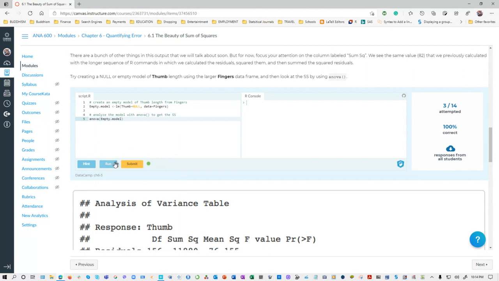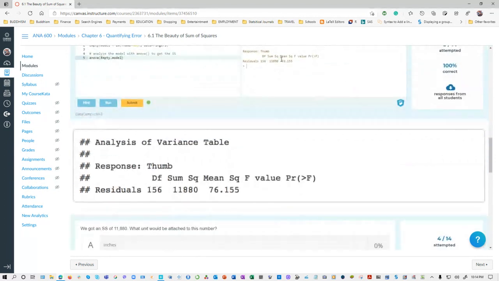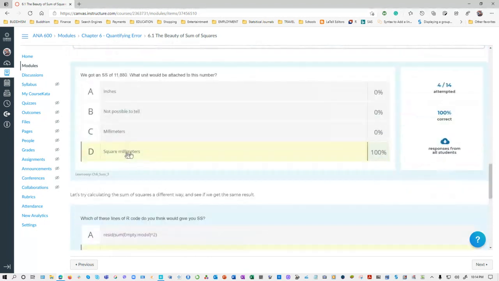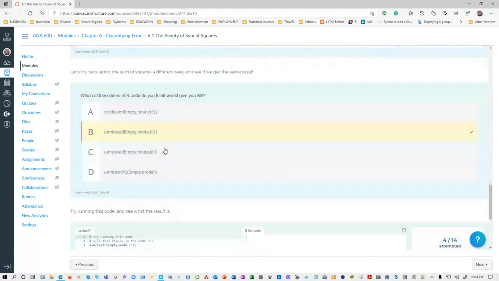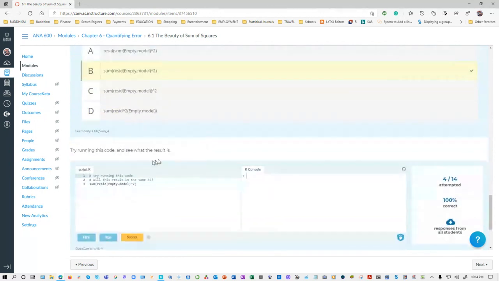Okay, LM data fingers. See, 76. Mean squared error 76. Mean squared residual is 76.155. So then the square millimeters, we know that we have to square that one. The same thing you can get this way. We know that one too. See how to get that one? Run it and see. You're going to get the same thing.